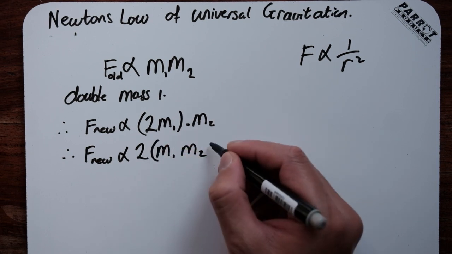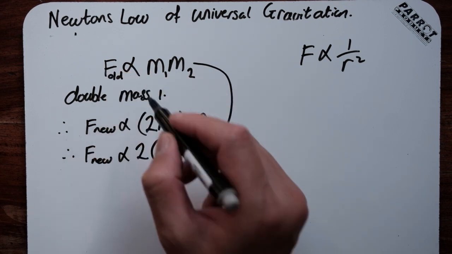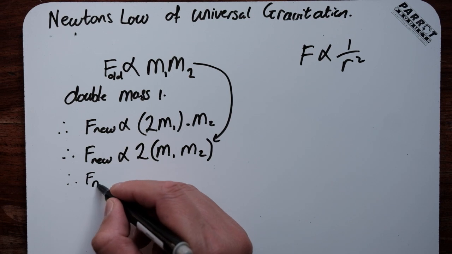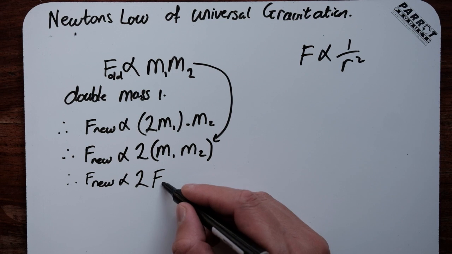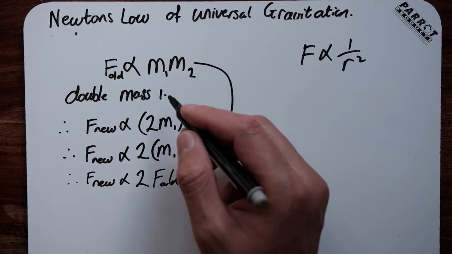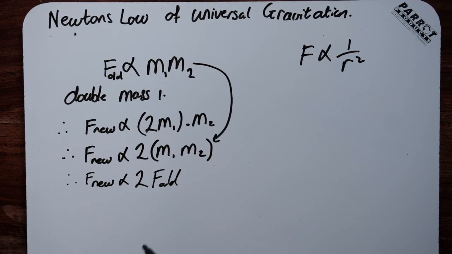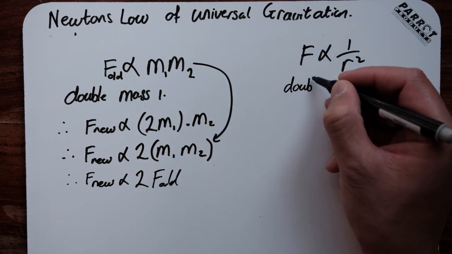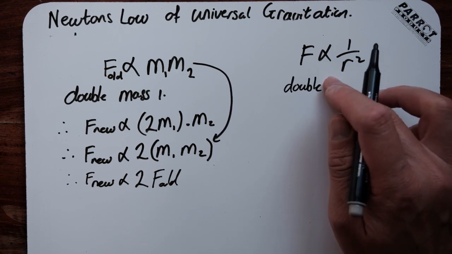Now, if we take this section here, we could say that M1 times M2 is actually the old force. So a way to explain it is to say that the new force is 2 times the old force. This is true if we were to double mass 2. This would also be true if we doubled mass 1 and mass 2, and we would end up getting 4 times the force.